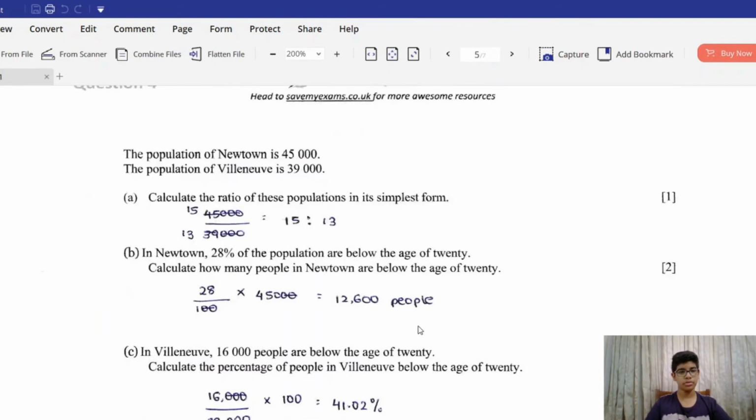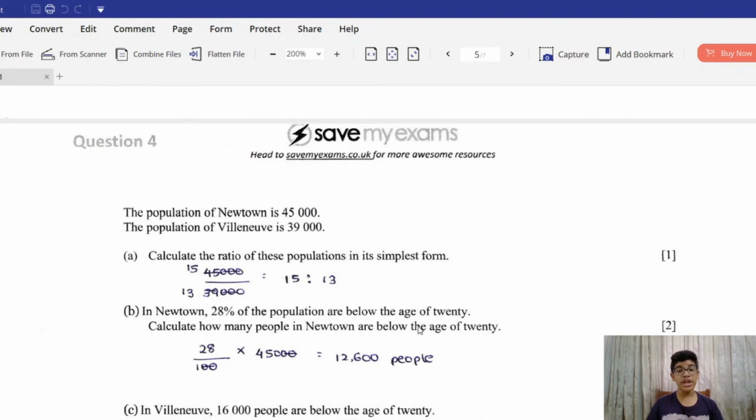Okay, so let's move to the other question. The population of Newtown is 45,000. The population of Villeneuve, I don't know how to pronounce this. Let me know down in the comments how you pronounce this weird name here. Is 39,000. Calculate the ratio of these populations in its simplest form.